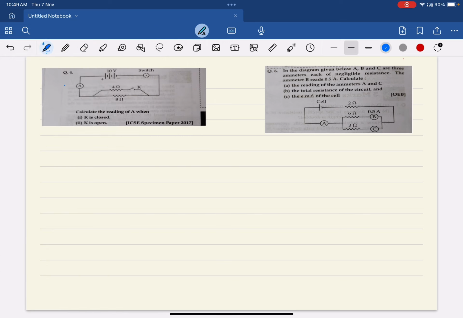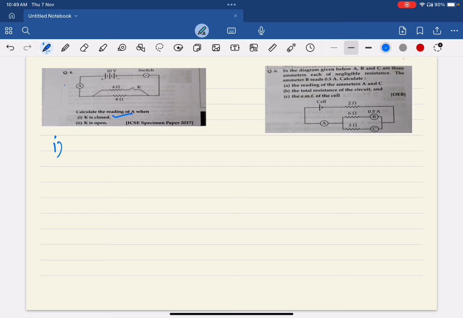4 ohm and 8 ohm resistors are connected in parallel. How do we know that? The easy way is you look at this plus here. This end of the resistor is plus and this end is plus. Automatically the other end becomes negative. Now if plus and plus of two resistors or three resistors are connected, that's a parallel combination of resistors.